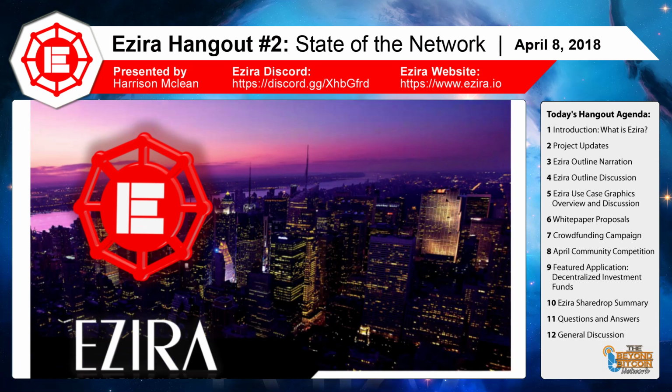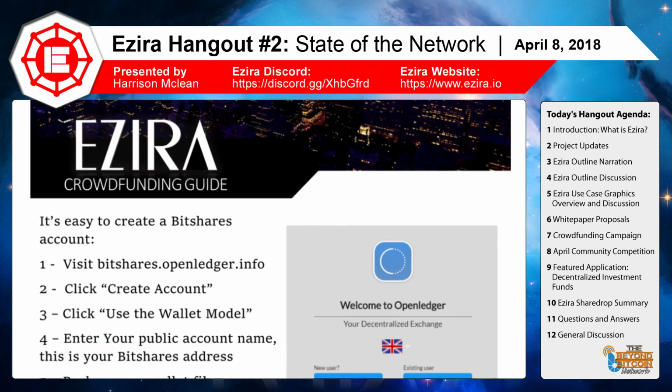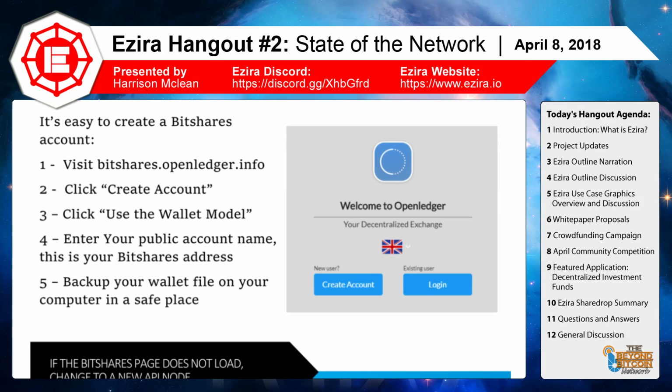A user simply goes to bitshares.openledger.info or any other BitShares-supporting DEX wallet. There are quite a few. It's simple, you just click create account. It's a blue button like that.